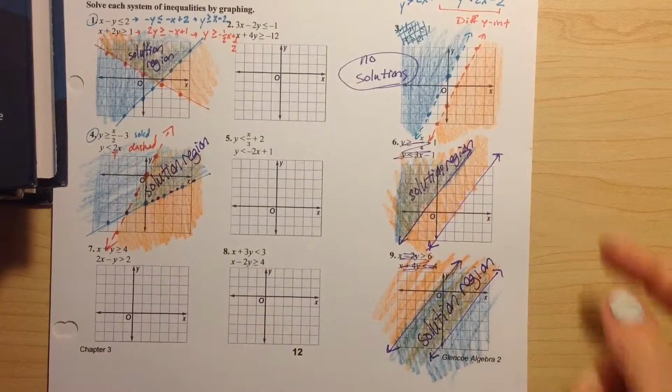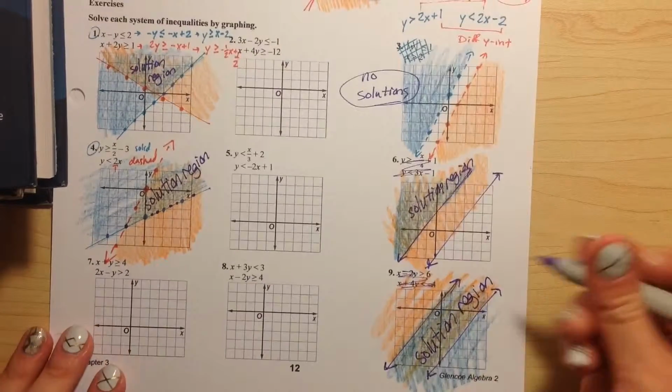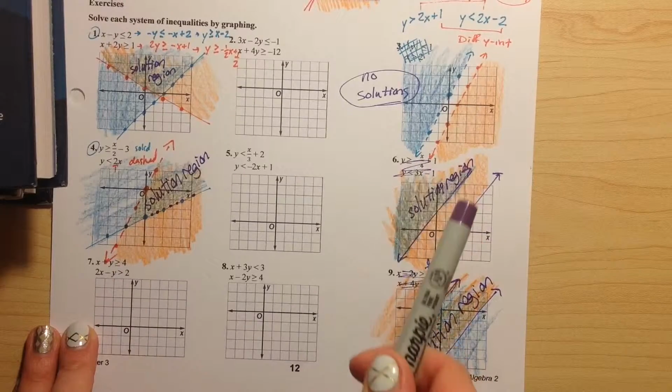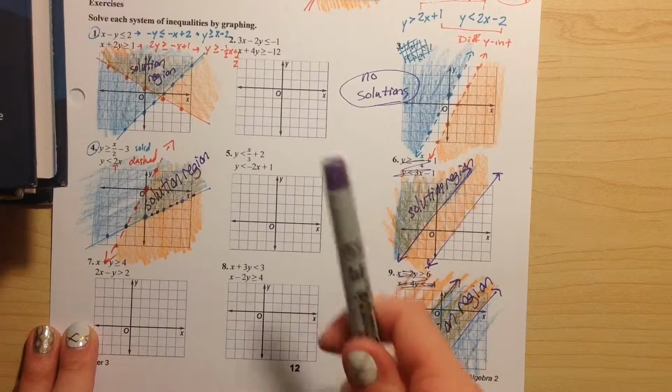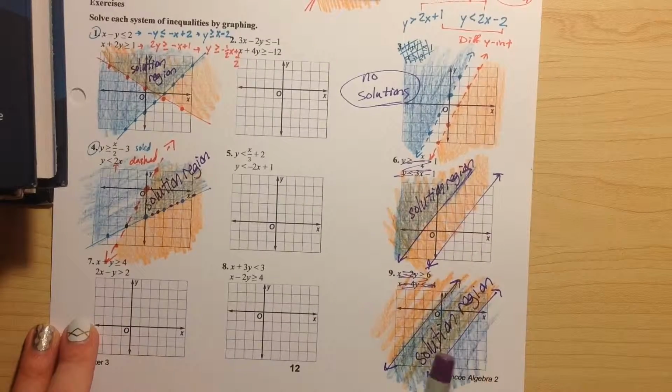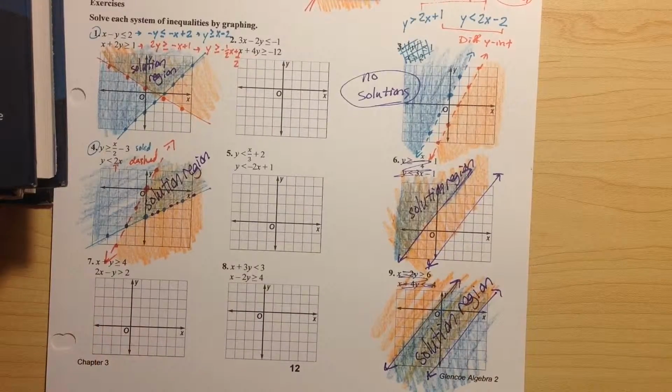So those are your options with parallel systems. We could either have no solutions because they're shading different directions. We could be shading both greater than or both less than, and we're going to get something that looks like this. Or if one's greater than, one's less than, and they go in the correct direction that they overlap, we do have a solution like a landing strip there. So, hooray. That's all about graphing linear inequalities.